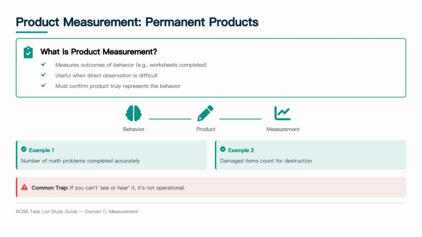Product measurement focuses on outcomes left behind by behavior, like worksheets completed correctly or the number of damaged items, so it's often practical when direct observation is hard, but you must confirm the product truly represents the behavior you care about, and remember the same observable rule still applies. Your definitions and measurement must be anchored to things you can verify.